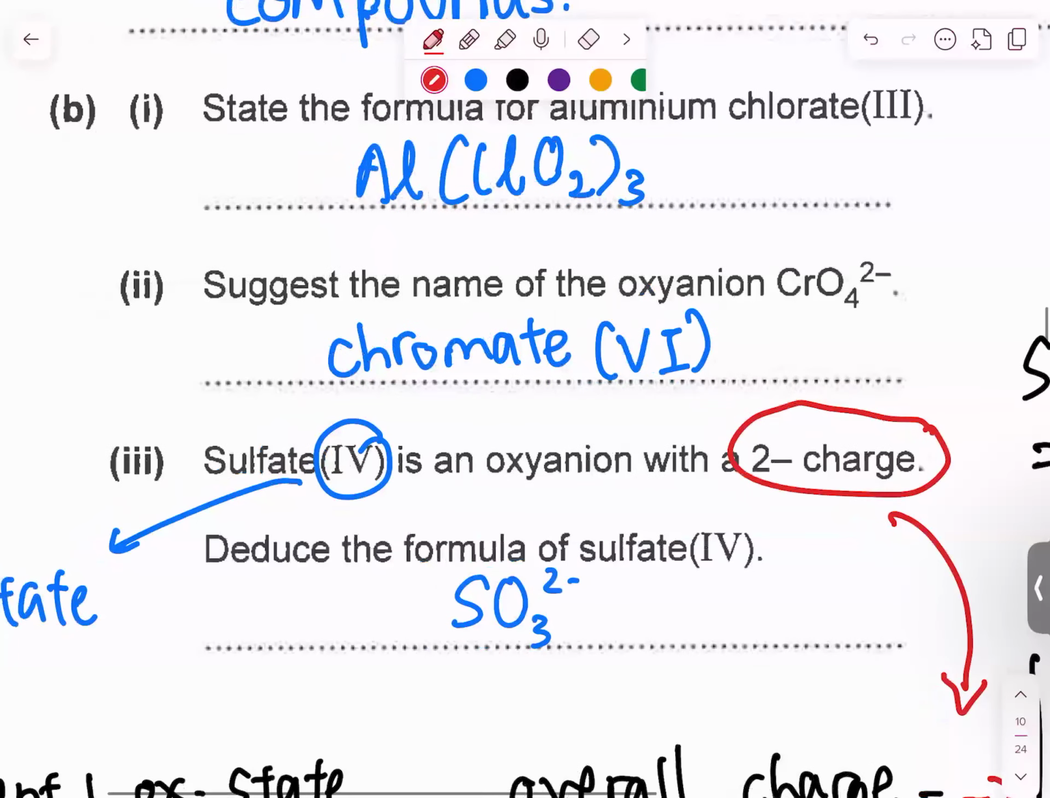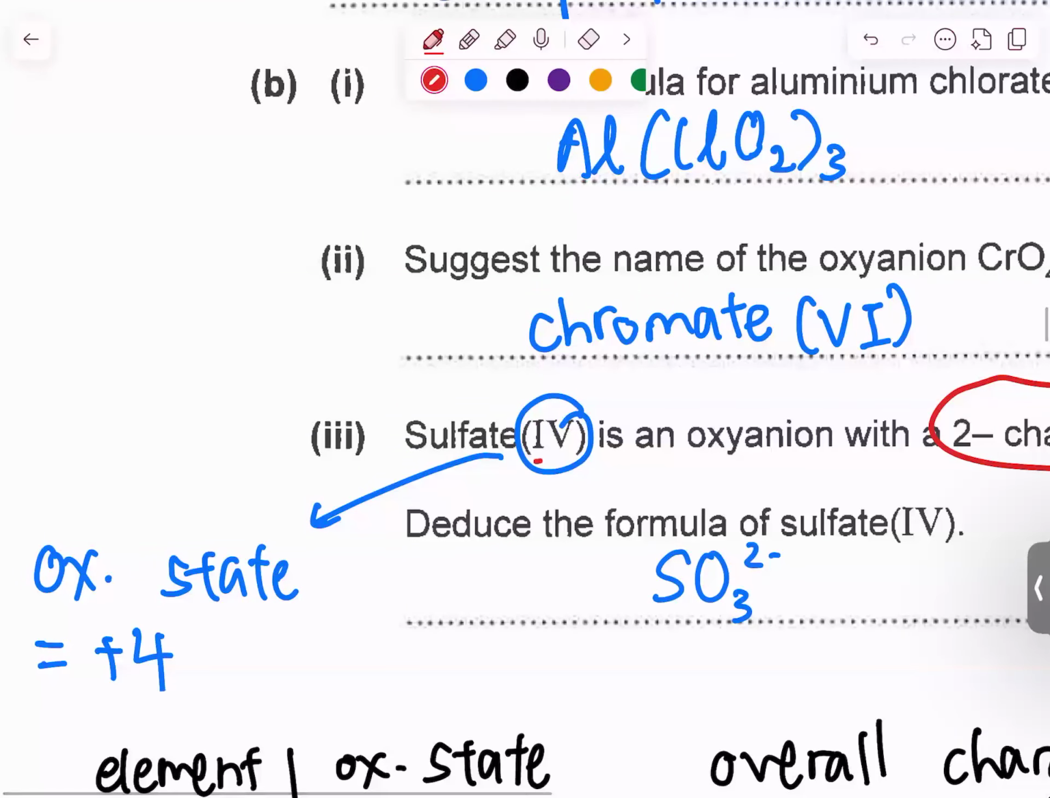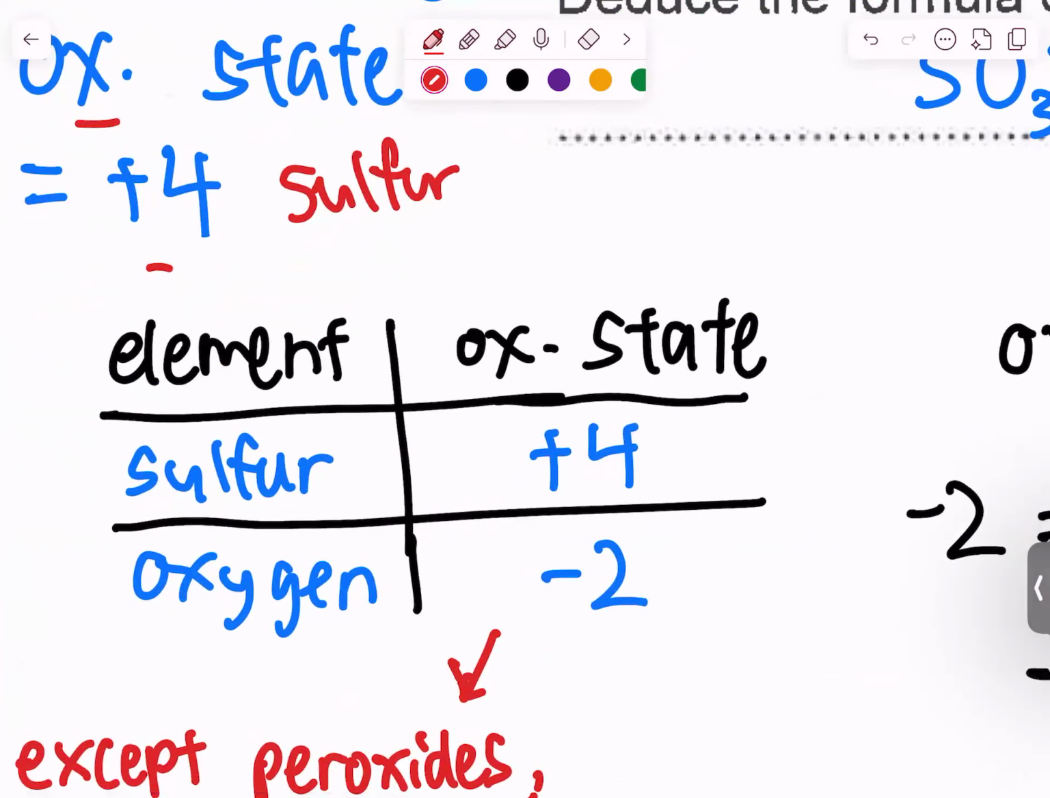Oxygen is an element with a 2 minus charge, right? So this 4 is the oxidation state of your sulfur over here, the sulfur oxidation state. And we have already discussed that the sum of all oxidation states is equal to the overall charge. So here we have sulfur plus 4, oxygen is minus 2.